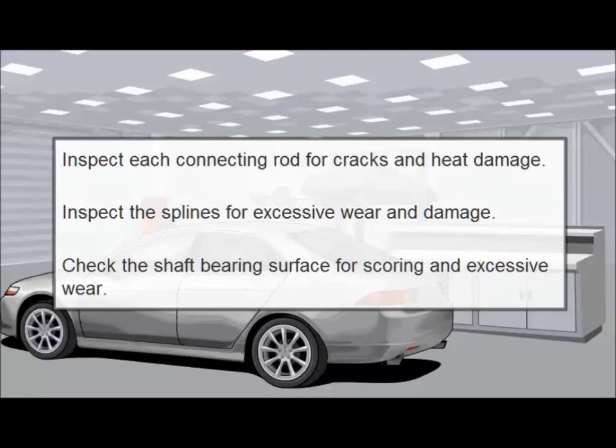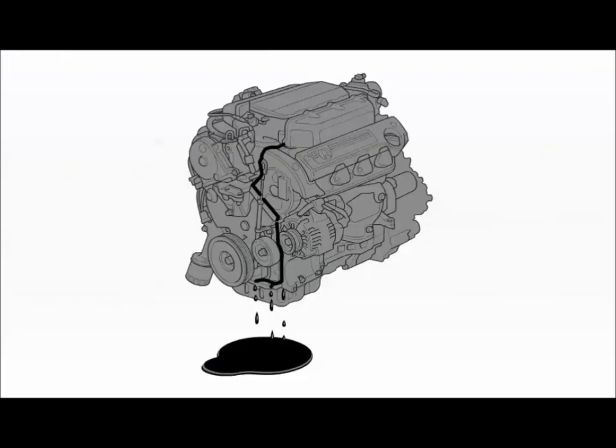Remember those inspection statements we listed earlier? Let's hear them again. Inspect each connecting rod for cracks and heat damage. Inspect the splines for excessive wear and damage. Check the shaft bearing surface for scoring and excessive wear. When you encounter these statements in the future, be ready to perform the following checks.